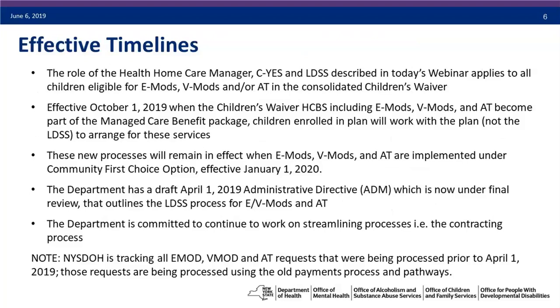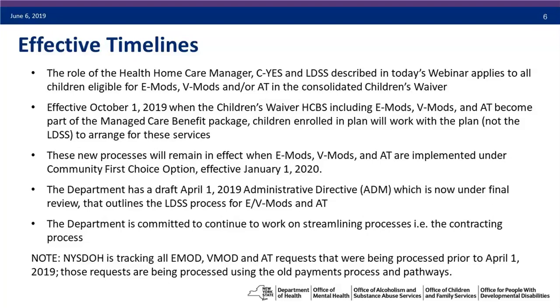So there are some effective timelines. Just a level set with everyone: the new consolidated children's waiver took effect on April 1st. So anybody in the children's waiver that is receiving home and community-based services is who we're talking about today. Those folks will be getting EMODs, VMODs, and AT.